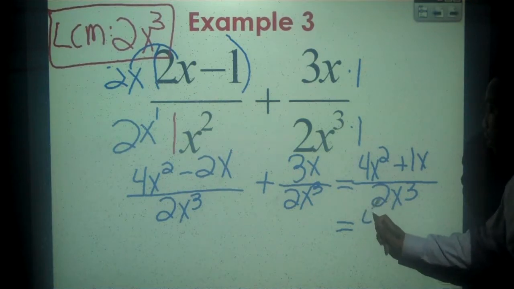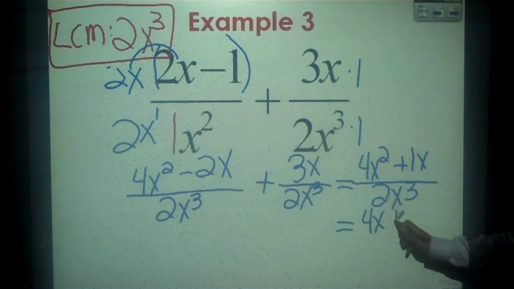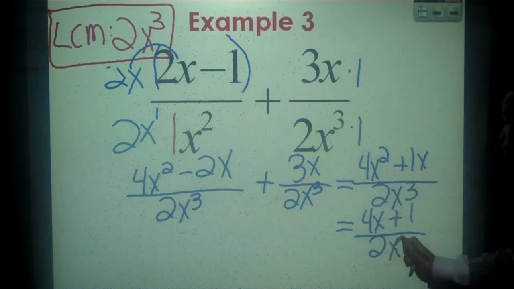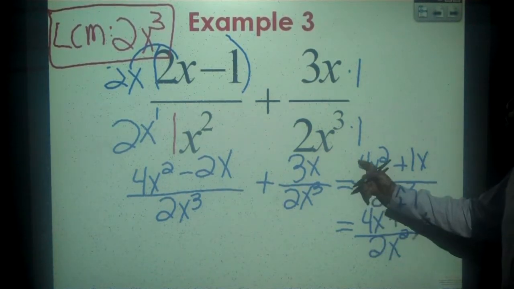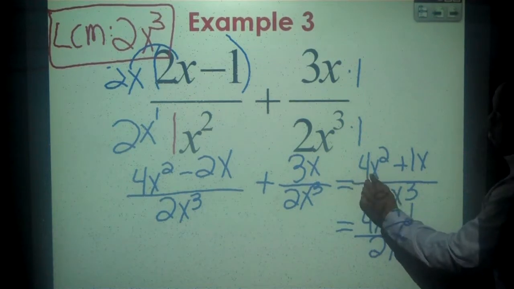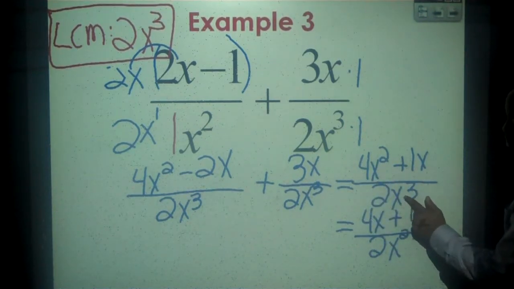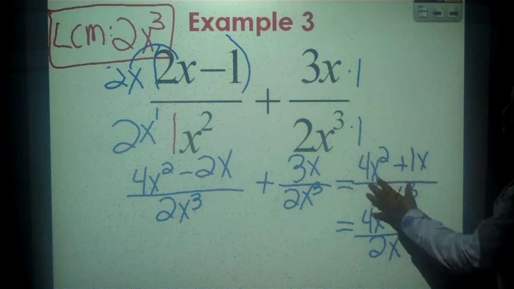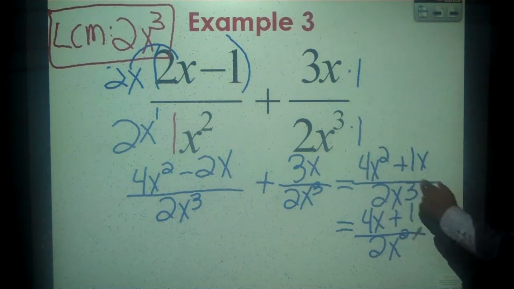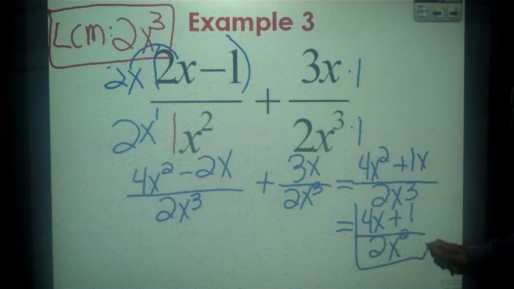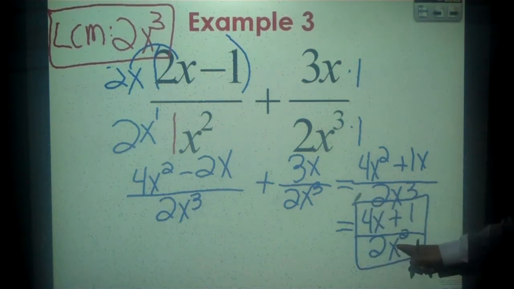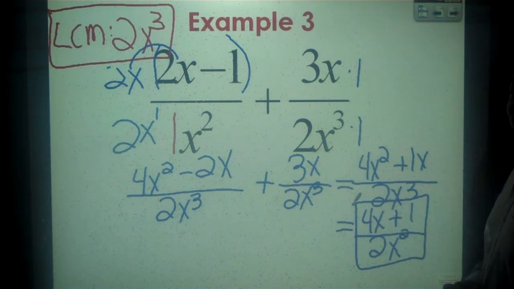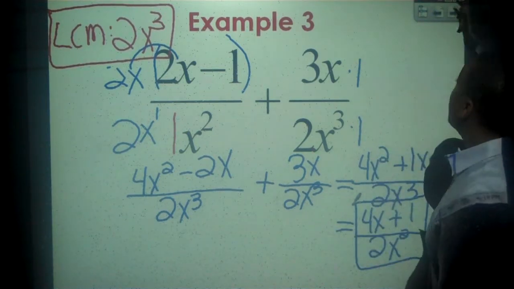So I get 4x plus 1 over 2x squared. As you see, I pulled my x out because there's an x here, an x here, and an x here. So there's something in common between this whole group of expressions. We pull the x out, and this will finally be my answer: 4x plus 1 over 2x squared. Okay? So this is our answer. Now let's look into another example.